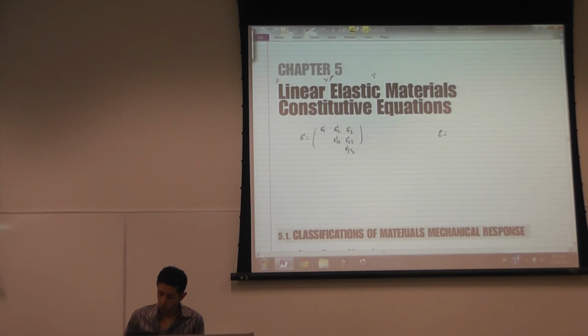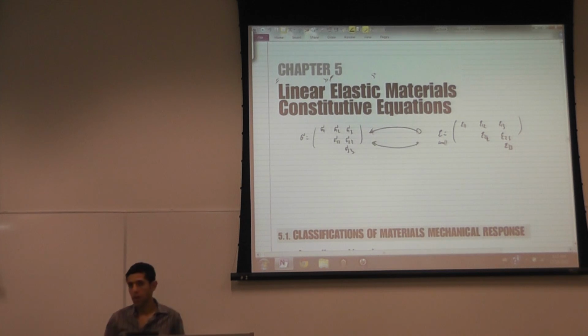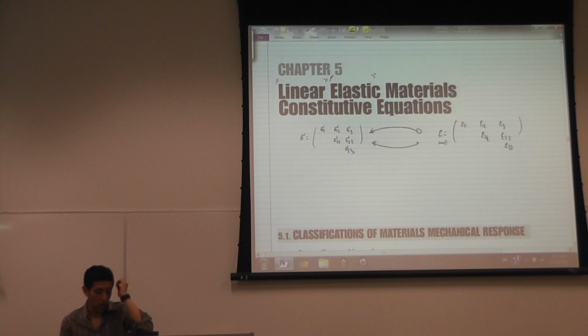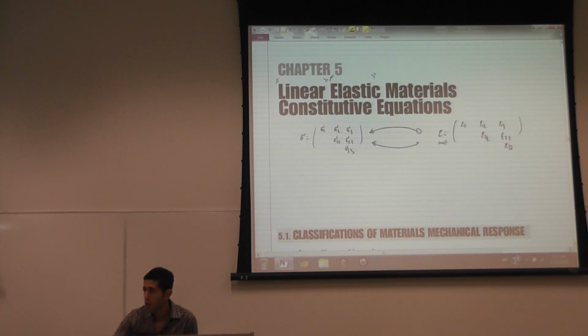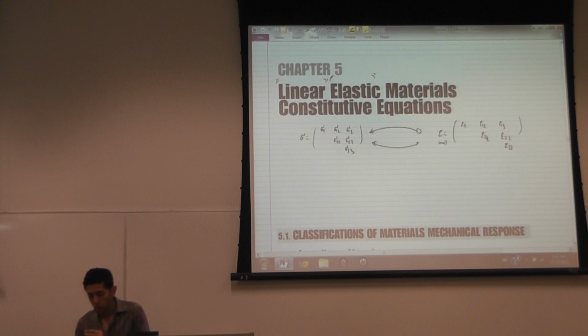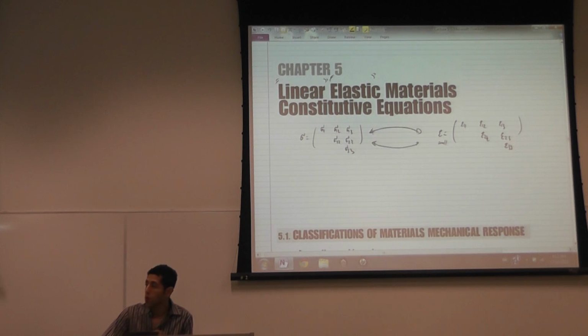And I have a response, for example, utilizing the small strain matrix, which is half the gradient of U plus half the gradient of U transpose. And I'm looking for a relationship between those two. I would like this relationship, if possible, to be one-to-one, which means for every stress matrix I have one strain matrix, and for every strain matrix I have one stress matrix.